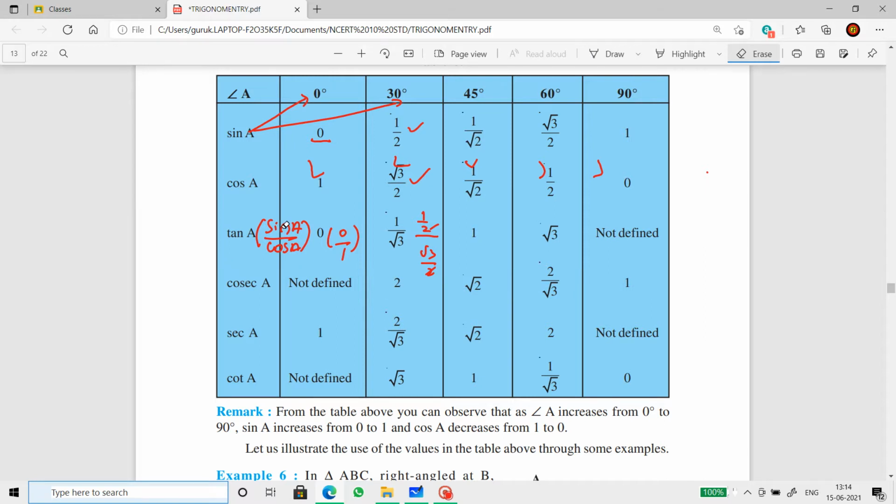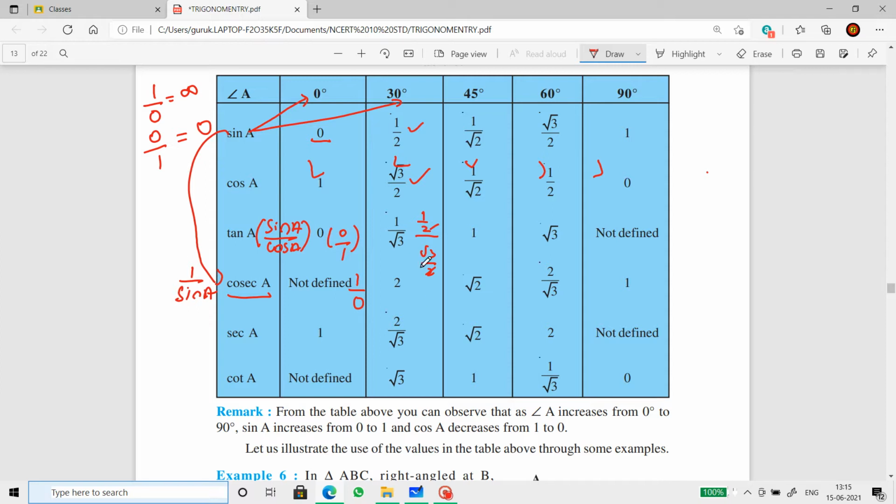Now once we are done with tan, cosec is simple. What is cosec? Reverse of sine, isn't it? So 1 by sine is cosec. Reverse all the sine values. So that means 1 divided by 0 is sine 0. So 1 divided by 0 is what? Undefined. Remember, anything divided by 0 is undefined. 0 divided by anything is 0. So 1 divided by 0 is undefined.